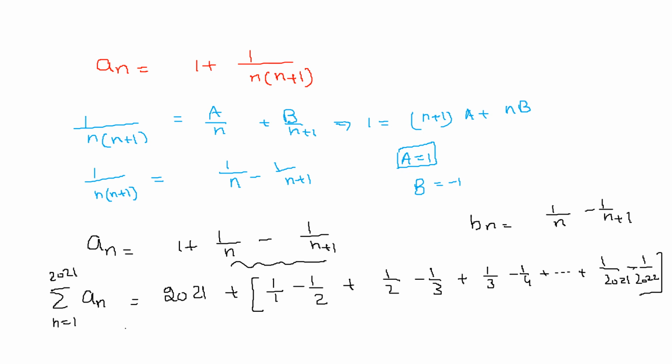So from here you can see that this equals 2021 plus 1, and all the middle terms will vanish, and we end up with only the last term, 1 over 2022, with a negative sign, which gives actually 2022 minus 1 over 2022. So this is our answer.